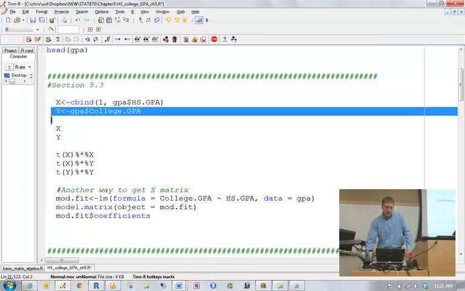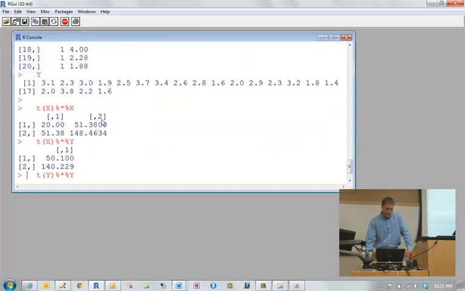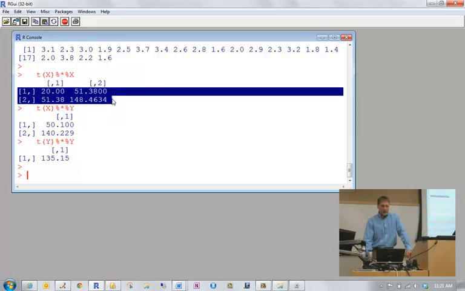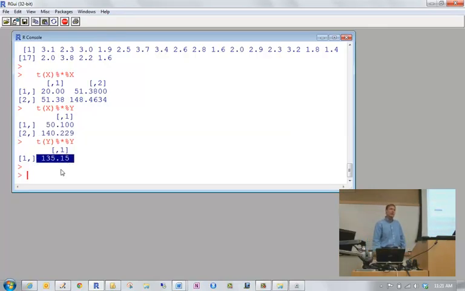Y is going to be the college GPAs, and let's do some matrix multiplication. So if I take the transpose of X multiplied by X, notice the transpose will be 2 by 20. X is 20 by 2, so the result is 2 by 2. The transpose of X is 2 by 20. Y is 20 by 1, so I get, in the end, a 2 by 1 vector. And then if I took the transpose of Y times Y itself, of course, I just get a 1 by 1.